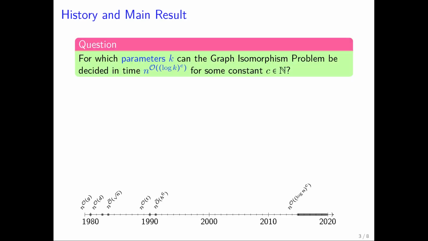Babai's breakthrough result leads to a lot of questions. One natural question is, for which parameters k can we solve the graph isomorphism problem in n to the polylog k? Such a running time bound would clearly generalize Babai's quasi-polynomial time bound, as the usual parameters such as treewidth of the graph, the genus of the graph, or maybe the maximum degree of the graph, are usually bounded by n, the number of vertices. On the other hand, such a running time would also generalize the results that were proven in the 1980s.